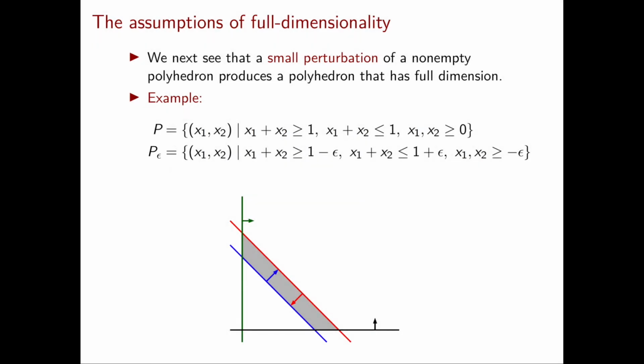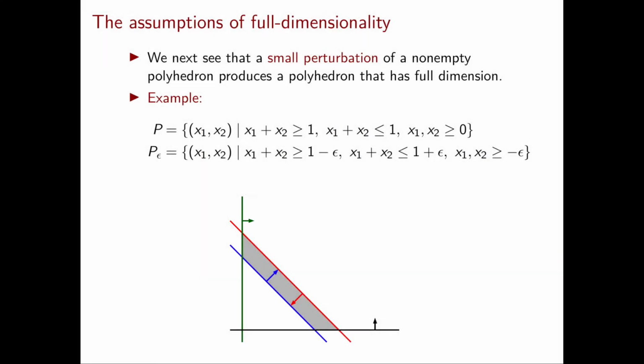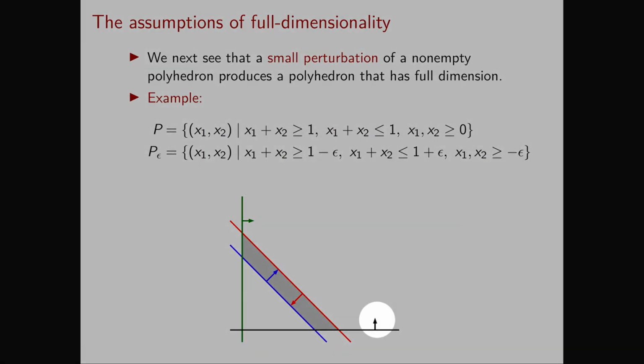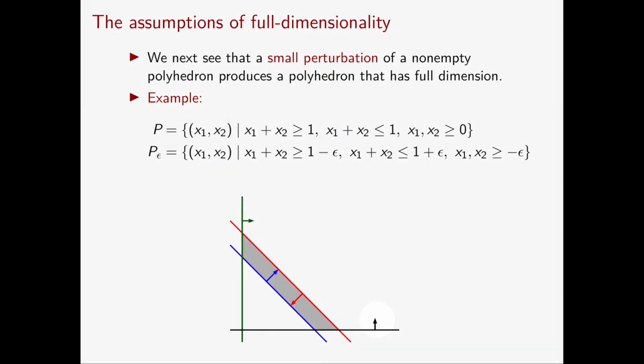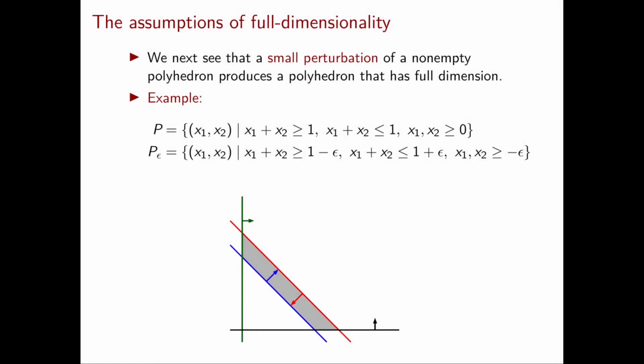In our picture, essentially we translated by an epsilon each one of the four inequalities. The inequality x1 greater than or equal to 0 is translated a little bit to the left. The inequality x2 greater than or equal to 0 is translated a little bit downwards. The inequality x1 plus x2 greater than or equal to 1 is translated a little bit downwards, and the inequality x1 plus x2 less than or equal to 1 is translated a little bit upwards. So now essentially we opened up the feasible region.